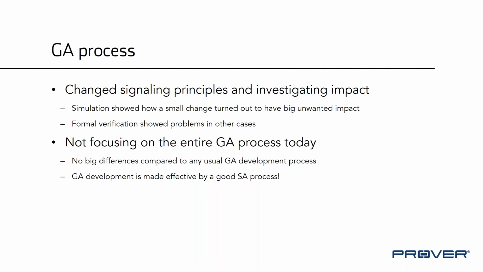I didn't focus a lot on the generic application process today. I would like to say that it's in fact not a big difference process-wise compared to any generic application process. The main difference is that you work with predicate logic, which is very powerful. So in many cases, this has a lot more expressive power than other methods. The key to have a successful generic application development process is to have a good specific application process so you can try all the time what you do.